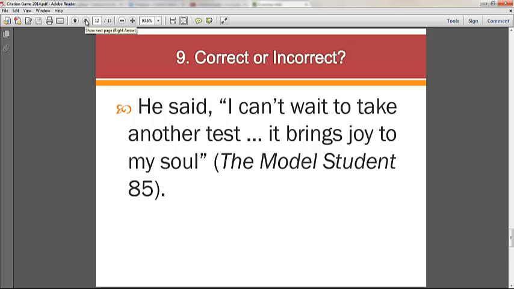Number 9. He said, "I can't wait to take another test... It brings joy to my soul." (The Model Student 85). Well, this one might seem like it's correct because it has an introduction, it uses an ellipsis in the middle, which is correct. It has the page number and the period is on the outside of the parentheses.